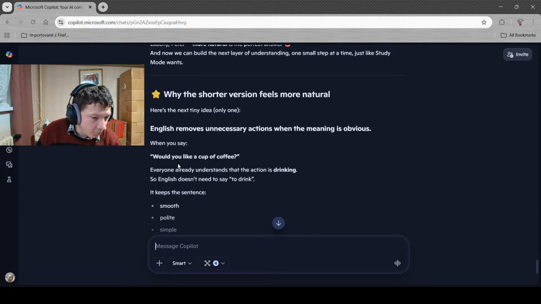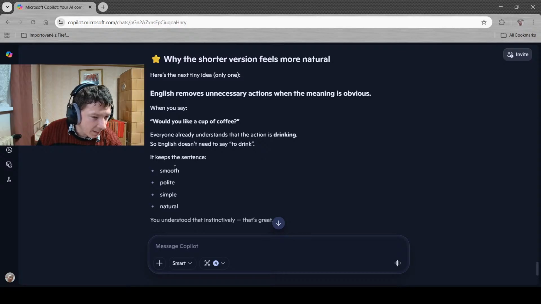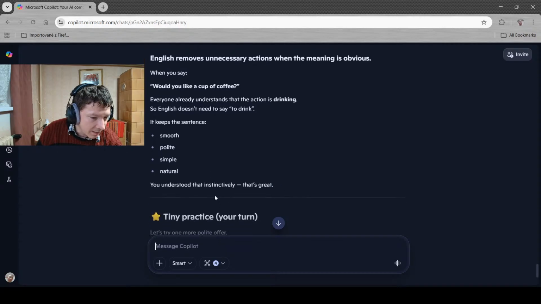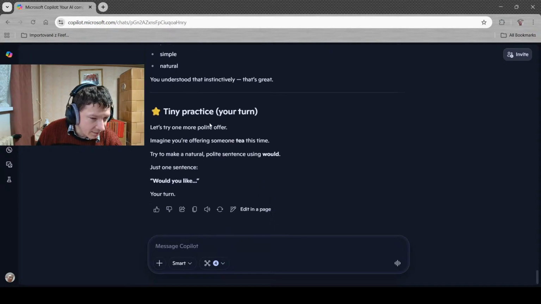When you say, would you like a cup of coffee? Everyone already understands that the action is drinking. So English doesn't need to say to drink. It keeps the sentence smooth, polite, simple, natural. You understood this instinctively. That's great. Tiny practice, your turn. Let's try one more polite offer. Imagine you're offering someone tea this time. Try to make a natural polite sentence using would. Just one sentence.